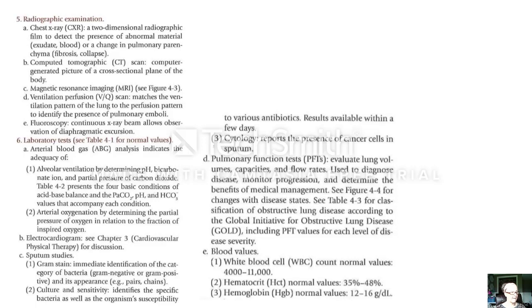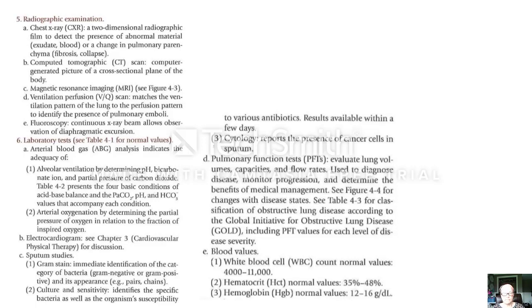Sputum studies, Gram stain, immediate identification of the category of bacteria, gram-negative or gram-positive, and its appearance, for example, pairs or chains. Culture and sensitivity identifies the specific bacteria as well as the organism's susceptibility to various antibiotics, results available within a few days. Cytology reports the presence of cancer cells in sputum.